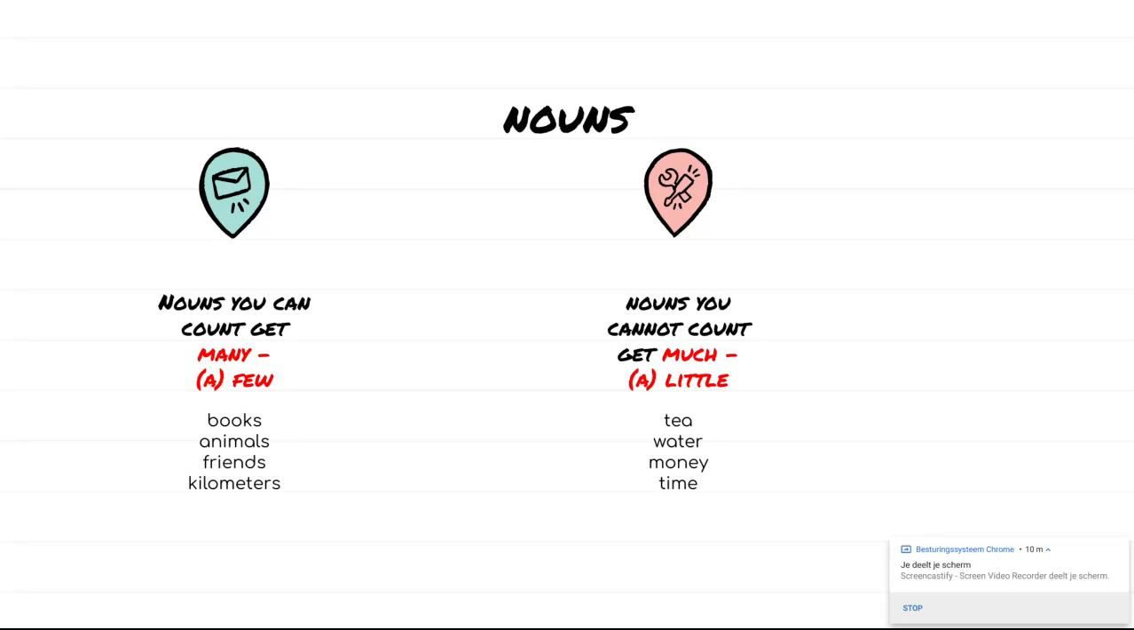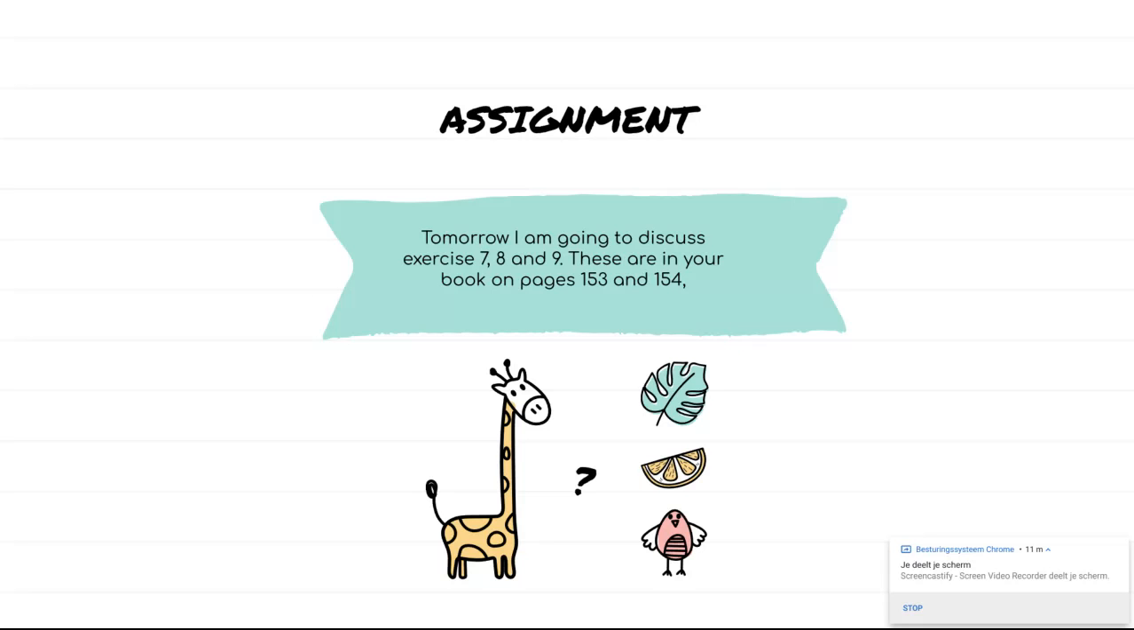Now, nouns you can count get many, a few. Nouns you cannot count get much, a little. Your assignment. Tomorrow, I'm going to discuss exercises 7, 8 and 9 with you. These are in your books on pages 153 and 154. So the sentences will be in the presentation and I will ask you questions and you have to answer me like we did today in the presentation.